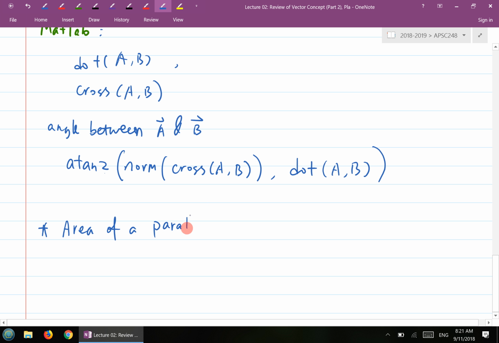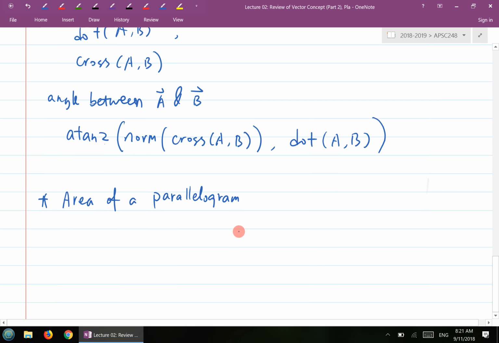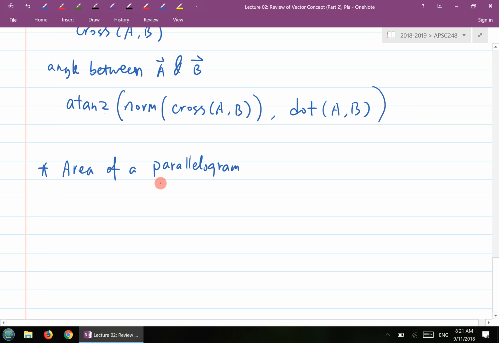Okay, so let's look at the formula for calculating the area of a parallelogram, and then we'll look at the volume of a tetrahedron. Okay? So what is a parallelogram? So here is the shape.